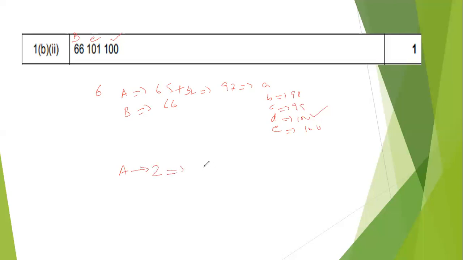Capital A starts from 65. So for each further letter, you just add 1: 66 will be B, 67 will be capital C, 68 will be capital D, and 69 will be E. And for F, you got it? Okay. Good.